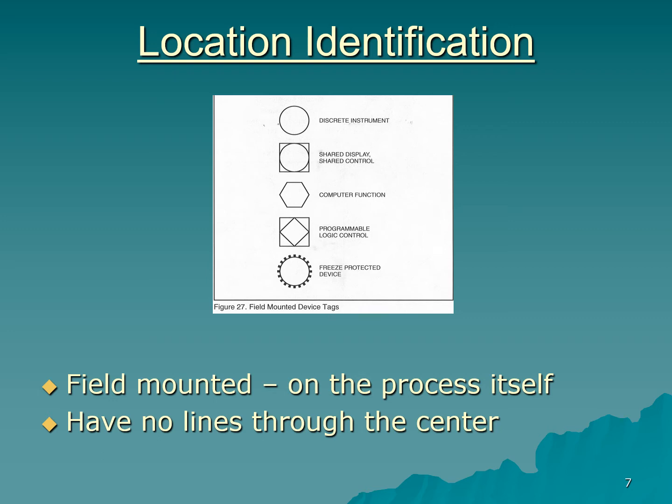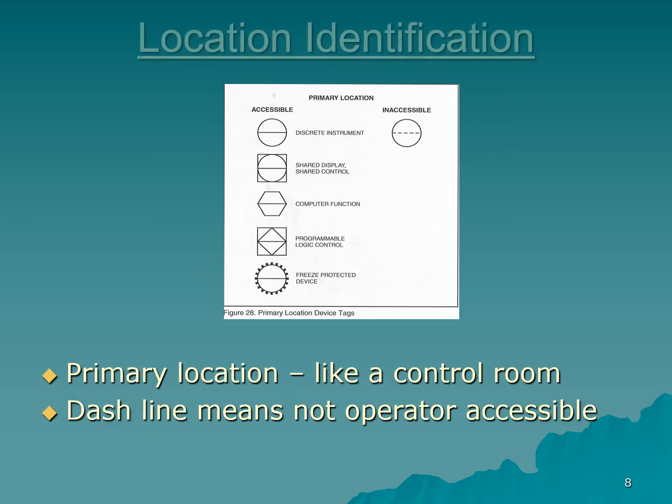Now, that's the same thing that we talked about before. A further indication, especially in the primary location, which has a single line: if it is a solid line, it's accessible, which means it's easy to get to. A dashed line means it's inaccessible, which means you're not going to be able to get to it very easily. So be alert with that. Even though it's a shared display, think of it as a display on a panel, etc.